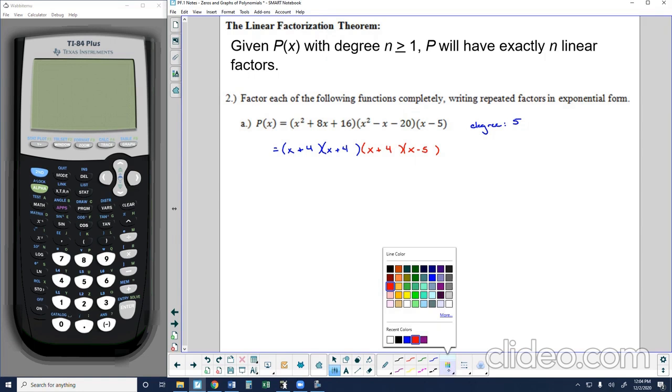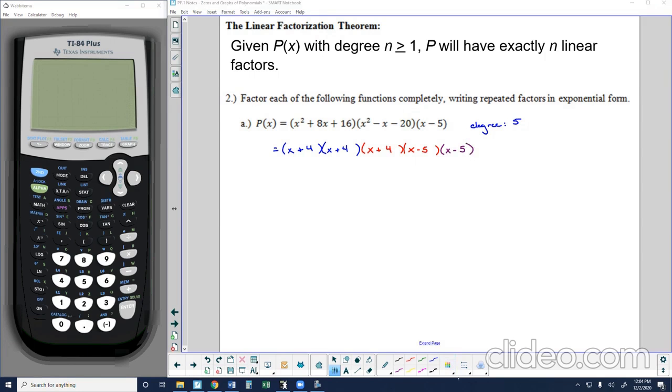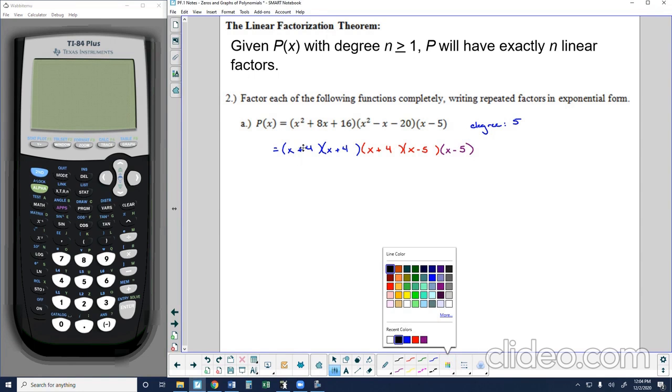And then finally, at the end of this, I have the x minus 5 that it originally gave us, which is a linear factor. So now if I count these linear factors, I see, yes, there are 5 linear factors. 1, 2, 3, 4, 5. And here it said to write the repeated factors in exponential form.